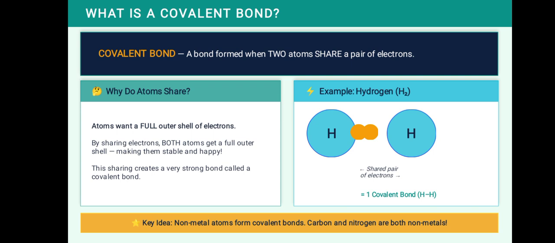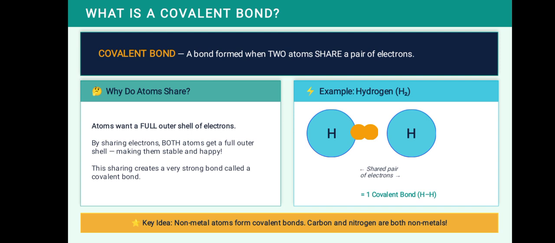What is a covalent bond? Before we can understand structures, we need to understand the bond itself. What is a covalent bond? A covalent bond is a bond formed when two atoms share a pair of electrons.